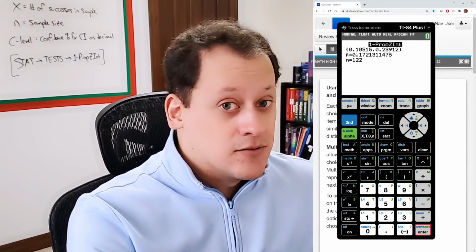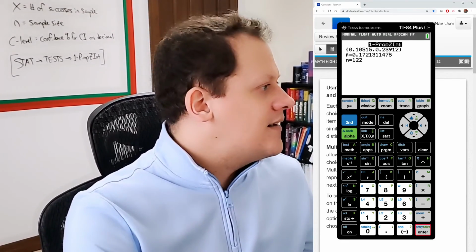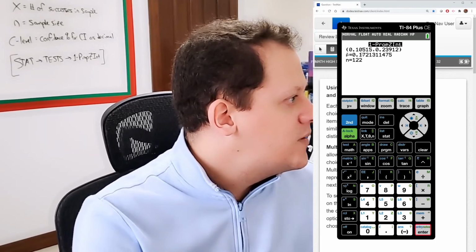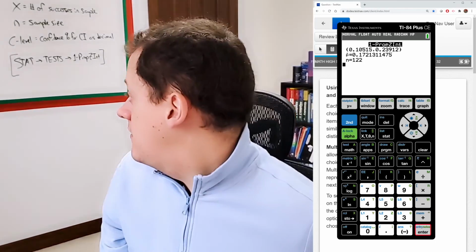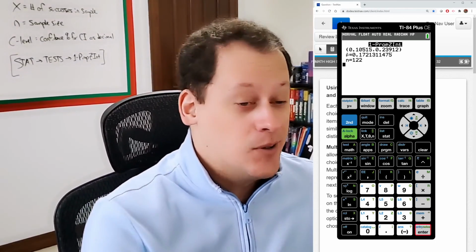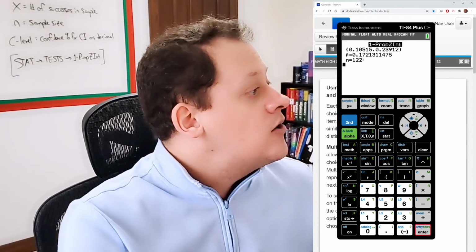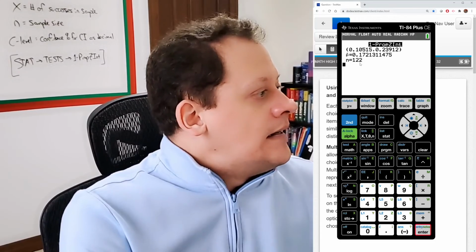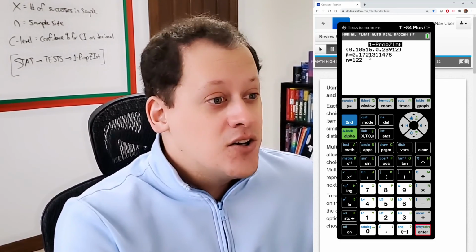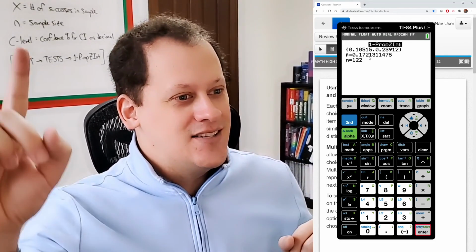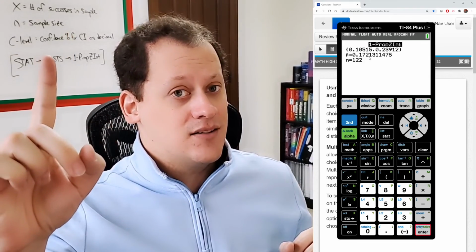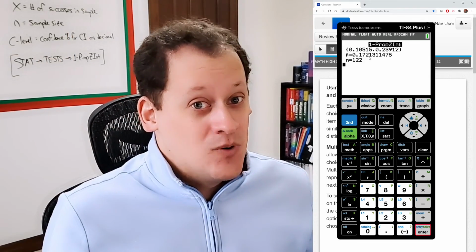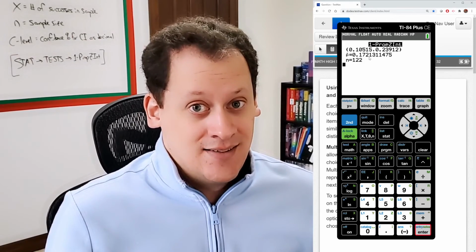And this is what it gives you. This is the confidence interval, and that should be pretty close to what we got. I think we got something like this. Did we get 0.105 and 0.239? We did. That's exactly what we got. So that's good. It also gives you p hat and the sample size, just in case you needed it. So, as long as you know these three things, X, N, and the confidence level, the calculator will give you what the confidence interval is.